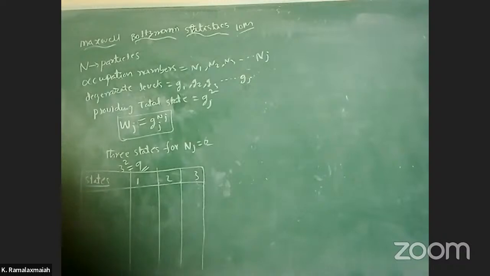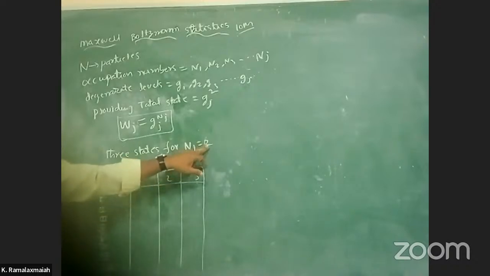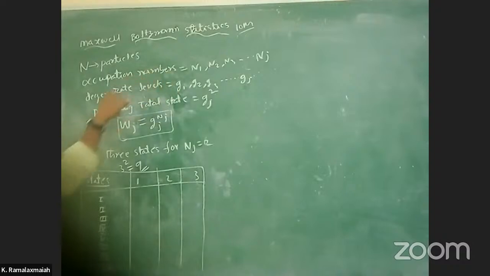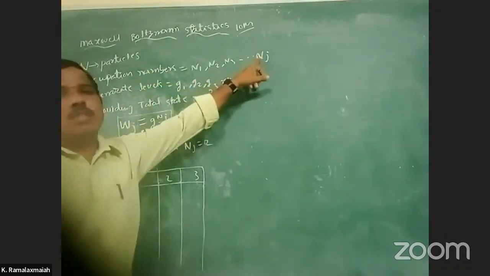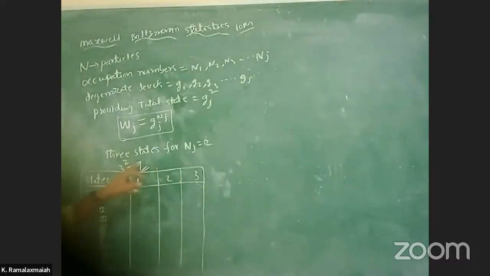Write the states 1 to 9: 1, 2, 3, 4, 5, 6, 7, 8, 9. Here there are three states, and if I consider the value, Ng is equal to 2. We take the occupation numbers and the degeneracy of the levels, so that is N equal to 2.